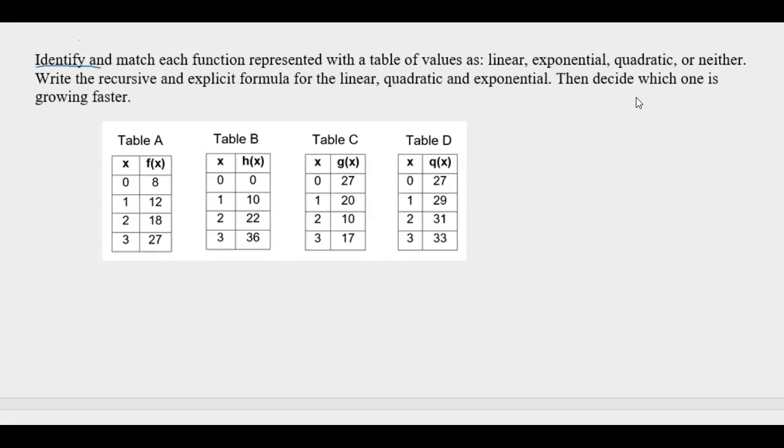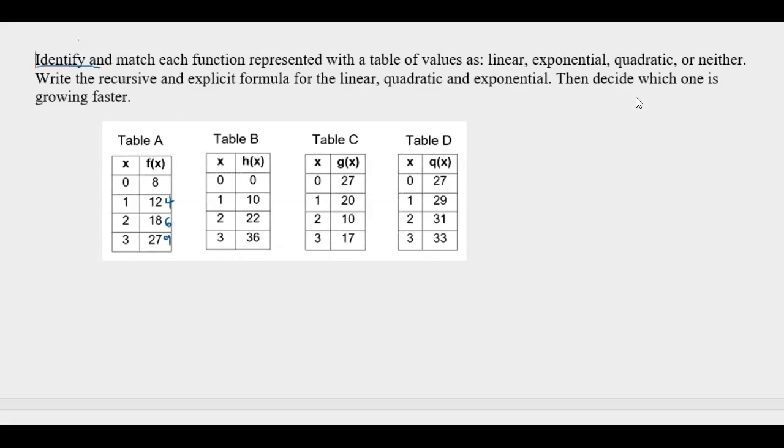So I add 4. Okay, so 8 plus 4 is 12, and what do I add to 12 to get 18? So that would be 6, and what do I add to 18 to get 27? That would be 9, okay? So it is not linear.